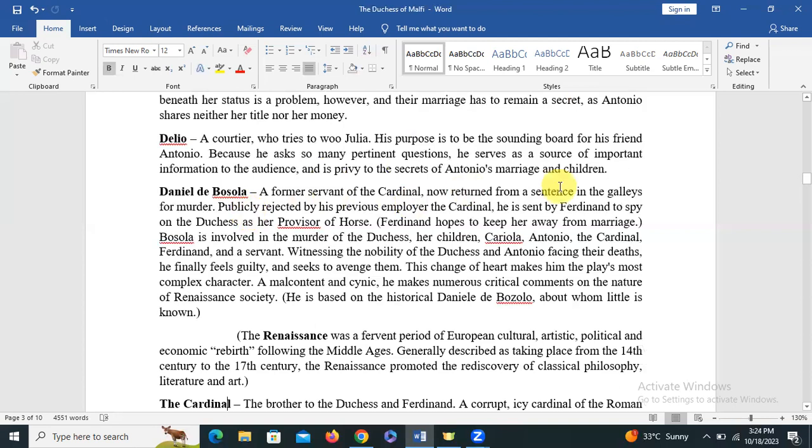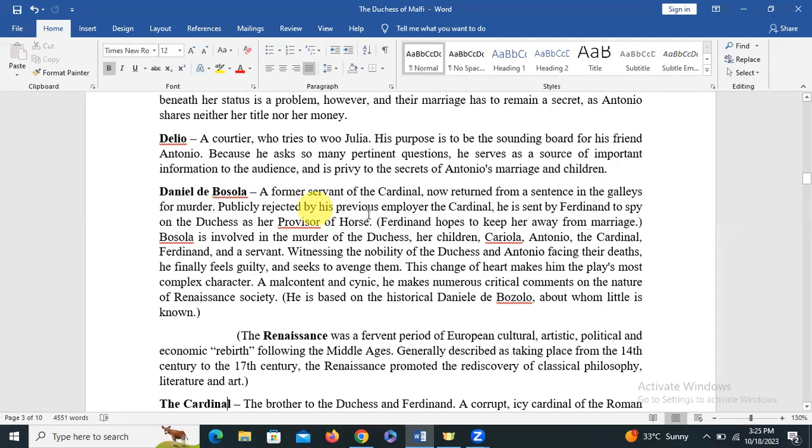Galleys is a term which was used in older days. It was a kind of kitchen in the ships, so this word is used for that kind of place. So a former servant of the cardinal now returned from a sentence. He has completed his sentence in the galleys for murder. He was accused of murder, so he was punished for that, and he was completing his sentence.